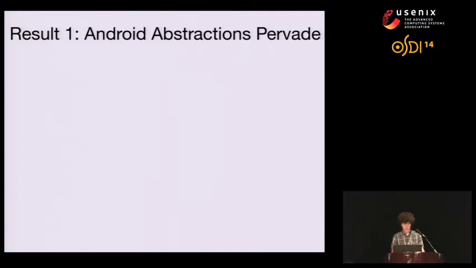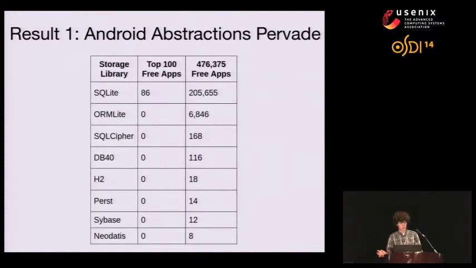So first we found that the storage abstractions included in Android are by far preferred. This table shows the number of applications that use SQLite versus various other storage libraries that we found for Android and Java. In the top 100 apps, none of the applications use third-party libraries. But we did see all of them show up in the 470,000 application data set, although the number of applications that use those pale in comparison to the number that use SQLite.